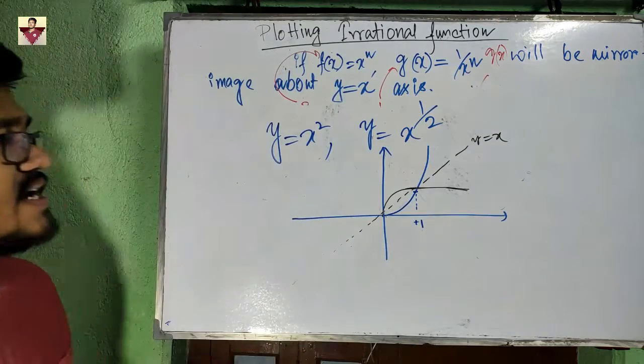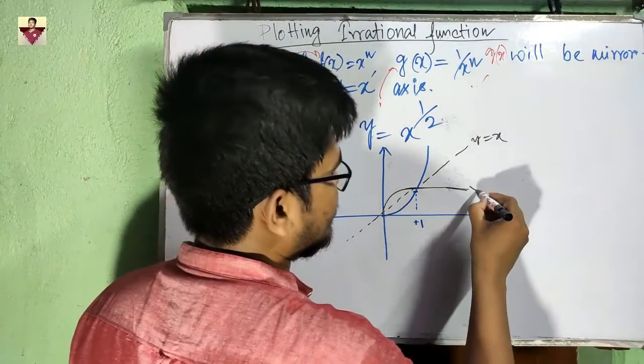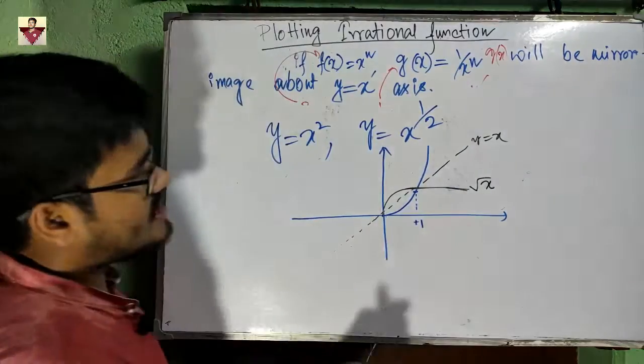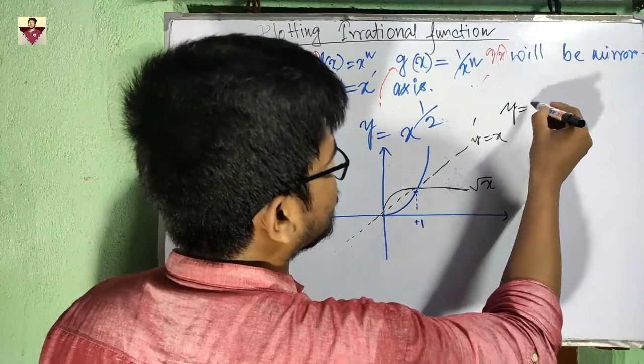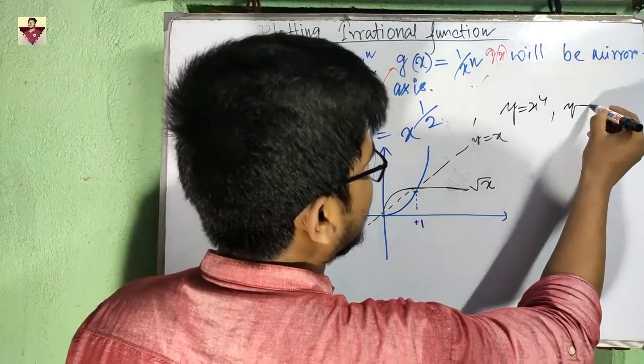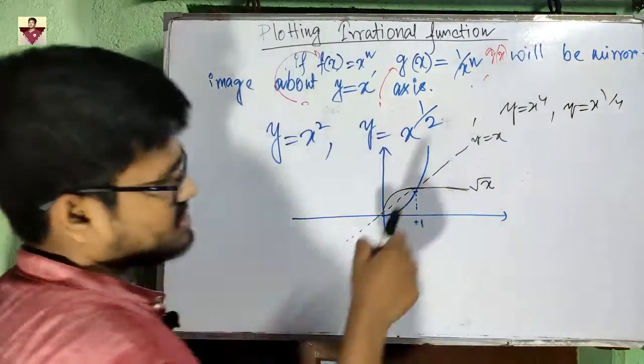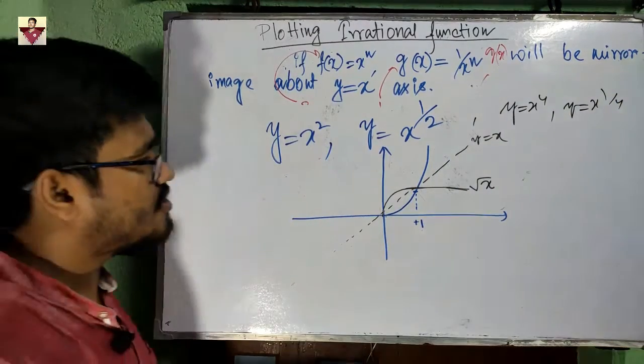So this is exactly the mirror image of y equal to x square. This is y equal to root over x. Now if you want to plot y equal to x to the power 4 and y equal to x to the power 1 by 4, say on this same plot, then how will you plot?